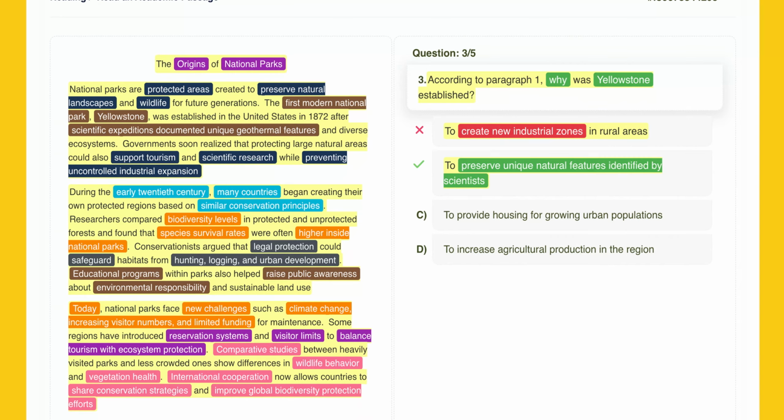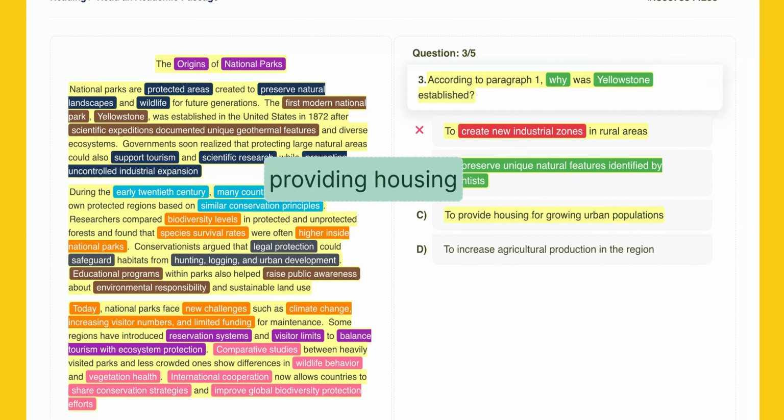Now, let's take a closer look at option C, to provide housing for growing urban populations. Option C mentions providing housing. The passage never mentions housing as a reason for parks. In fact, paragraph 2 mentions protecting habitats from urban development. Therefore, this is incorrect.